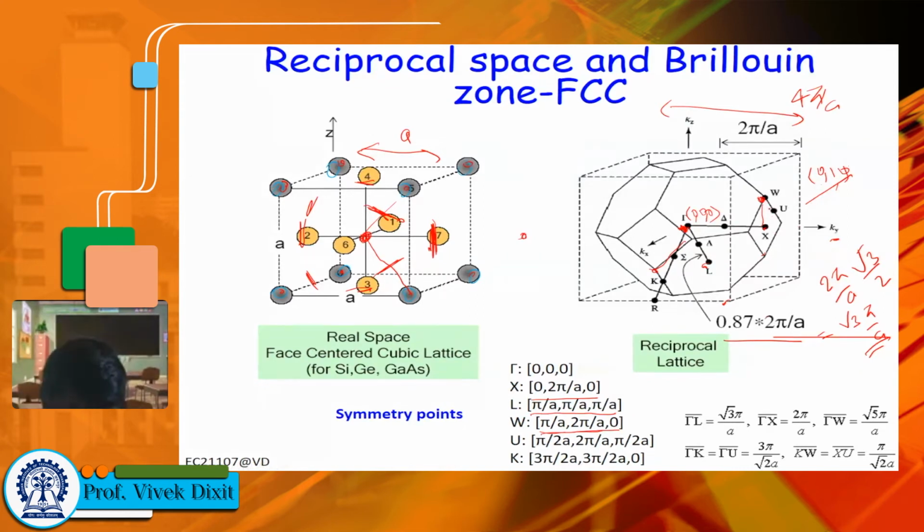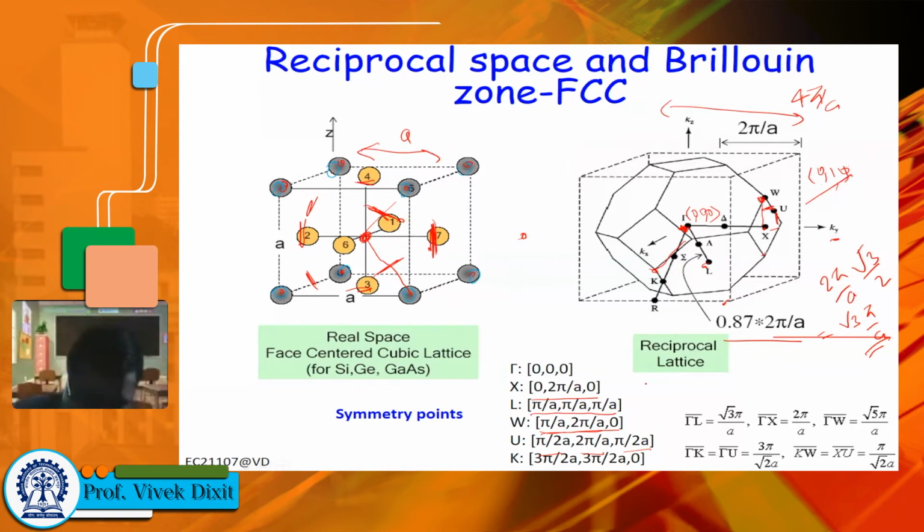Similarly, U is pi by 2a in z direction, pi by 2a in x direction, right? So this is pi by 2a, and y is 2 pi by a. And similarly, you can get K also. K is the intersection of planes bisecting these 2 diagonals. So 2 adjacent diagonals are bisected. So that will give K.